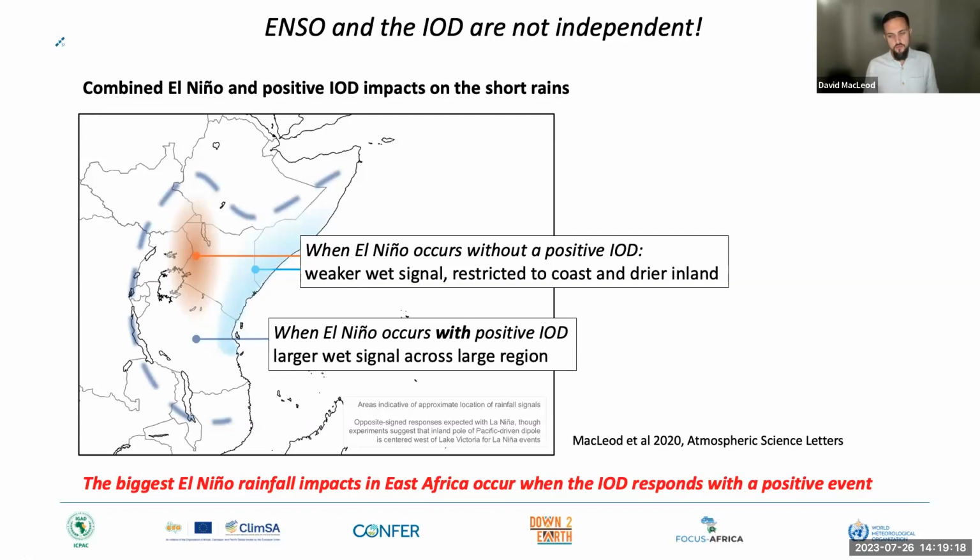But then if we take the flip situation, if a positive IOD occurs and there's no ENSO activity, when it occurs completely independently, we still see a big wet signal. So our understanding is that the really wettest seasons are driven directly by the IOD, and they're linked to El Niño because El Niño drives IOD. When El Niño occurs and there's no IOD activity, there's a much weaker wet signal. So El Niño is not a guarantee of wet short rains, but it makes it much more likely.